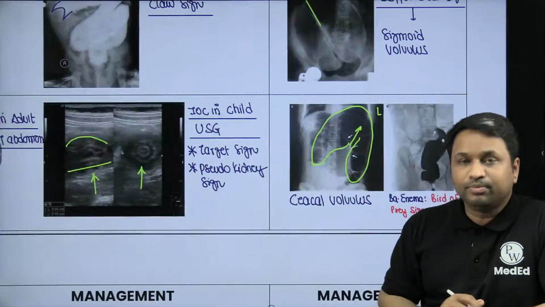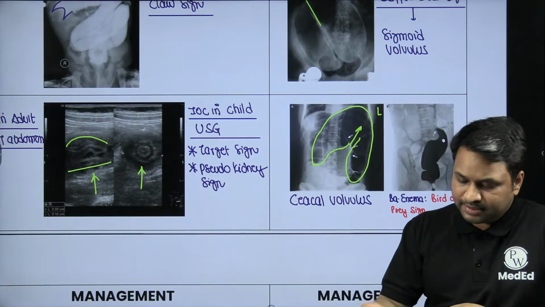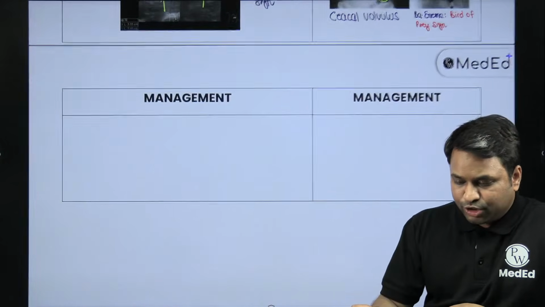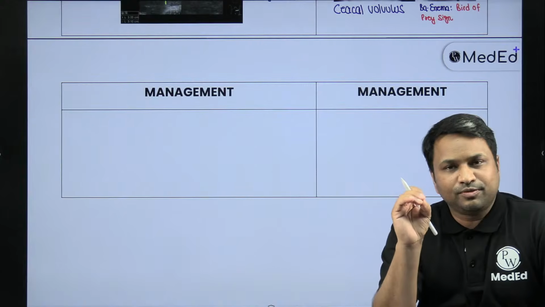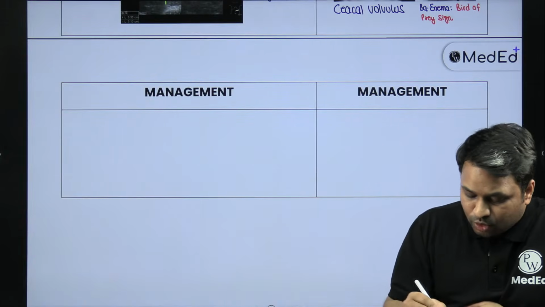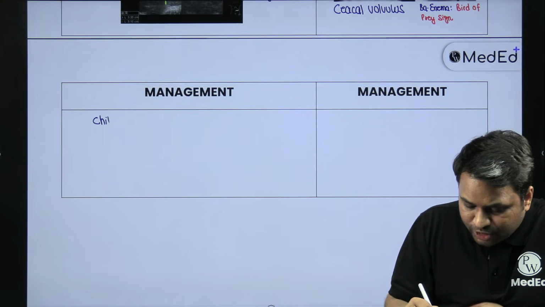This is what we call the bird of prey sign. Okay? How do you manage? See, both intussusception and volvulus are equally tricky. So the management varies between child and adult.